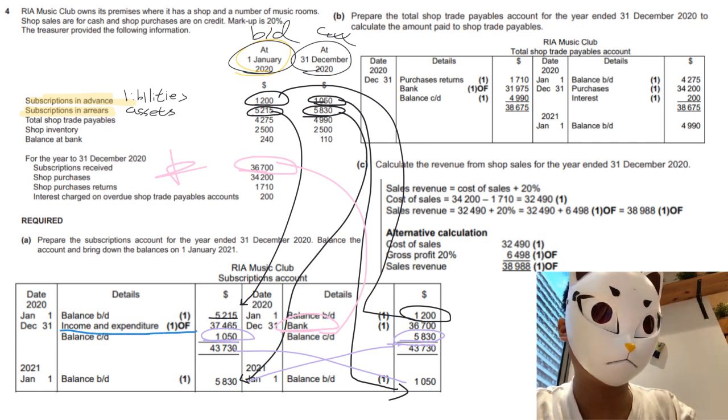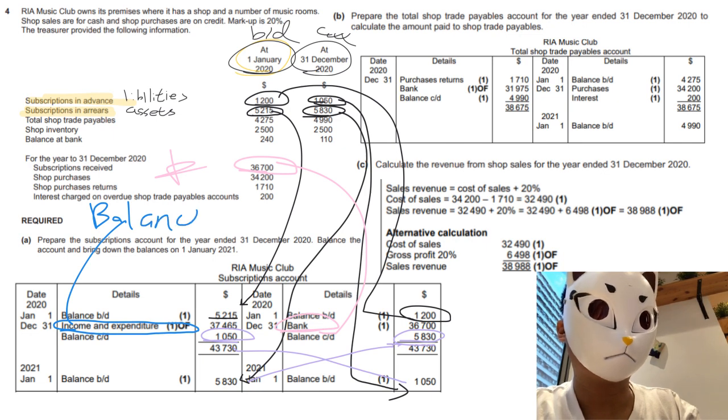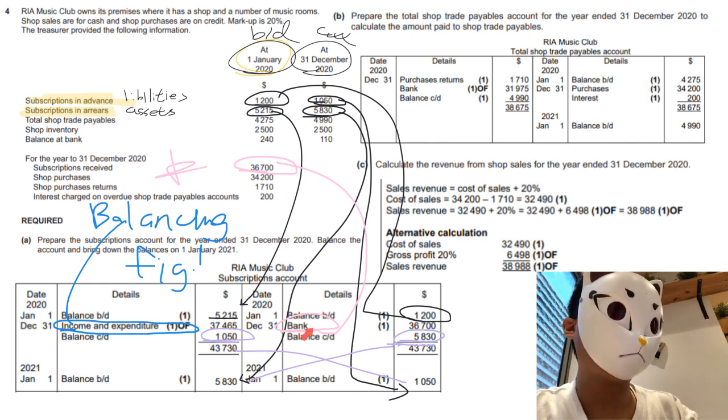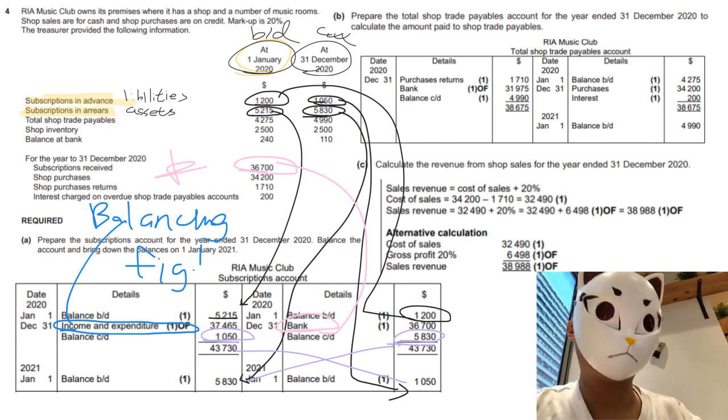So last one, after we grab all these, what do we have? We will have this one as a kind of balancing figure. This is the last item that we have. So after we have all the balance brought down, carried down, and the bank, then we will have the income and expenditure as the balancing figure. So this is how we do for part A.